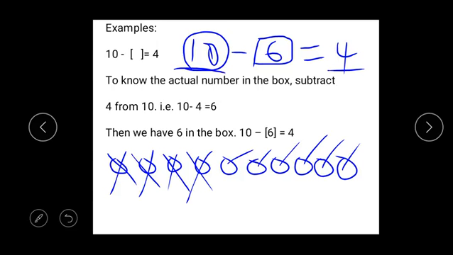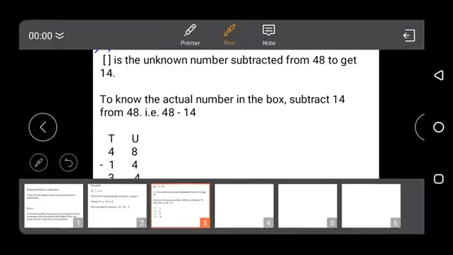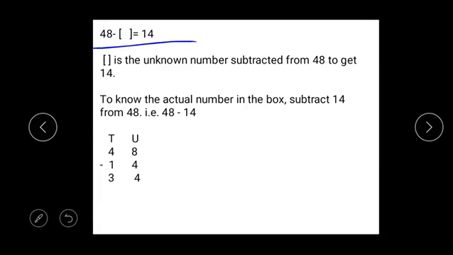Let's look at another example. Remember, because we have small numbers, that is why we just have to count it. But in the case where you have bigger two-digit numbers, like 48 and 14, you have to use your tens and units so that it will be very easy for you, because you can't start to count 48. It's going to waste time. So just use your tens and units.